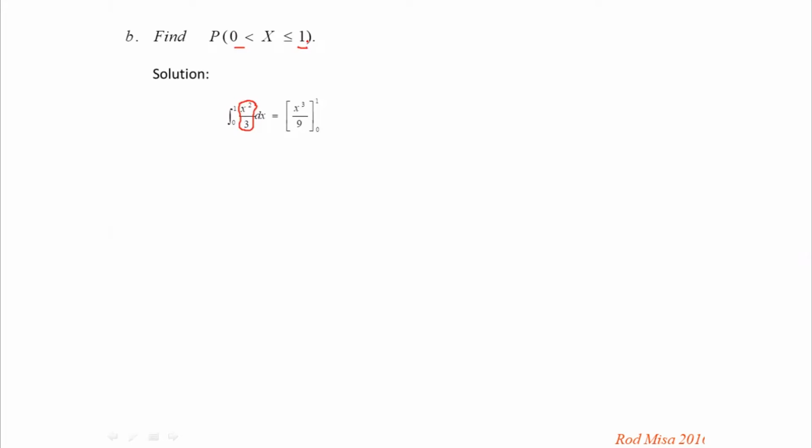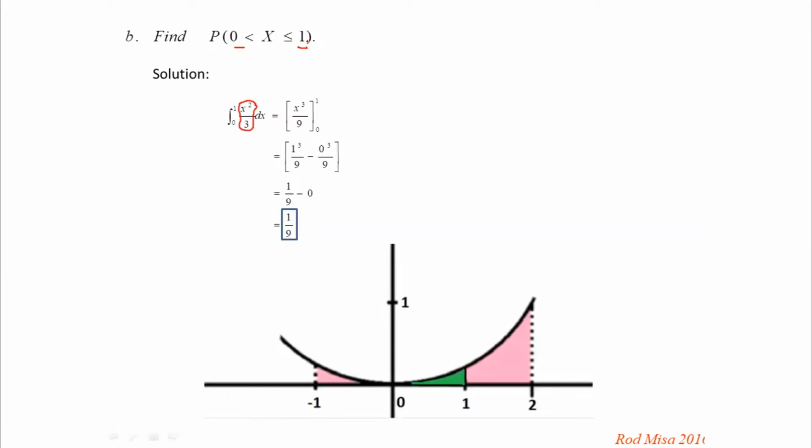So we have 1 cubed over 9 minus 0 cubed over 9. And 1 cubed is 1, 0 cubed is 0, thus 1 over 9 minus 0. So therefore, the probability is 1 over 9. And this can be illustrated by the green shaded region here, which is the area under the curve from 0 to 1. And you can see that this is just 1 over 9 of this shaded region.